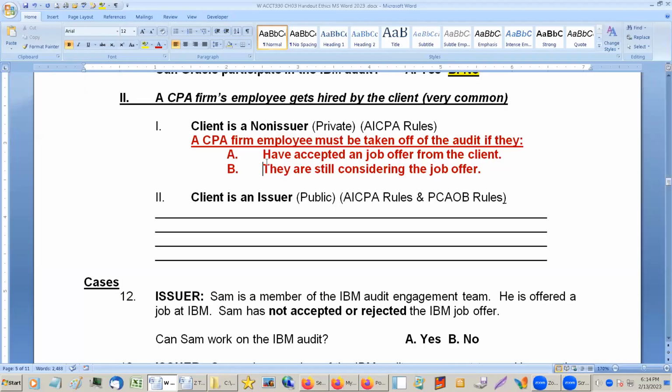Okay, so they get a job offer. If they take the job offer, they've got to get off the audit. If they're still considering it, they haven't said yes, they haven't said no, they still have to be taken off the audit. They can't be working on the audit. Now, if they've rejected it, if someone was given the offer and said, no, I don't want it, that's different. Then they can stay on the audit because the job offer is dead. So as long as they have accepted it or are considering it, they must be taken off the audit. They can't work on an audit for a future employer.